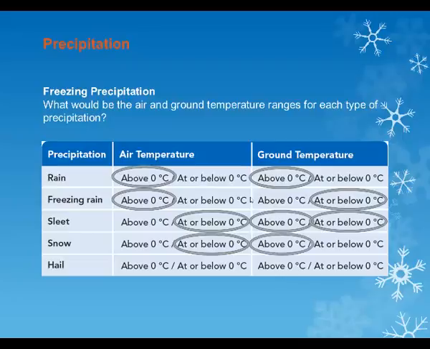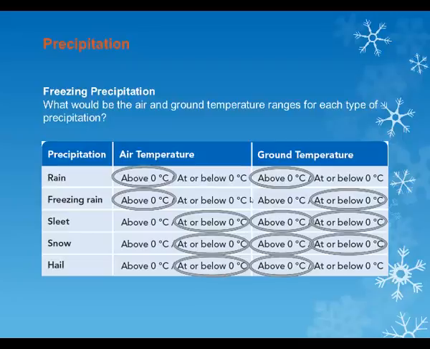The ground temperature is usually above 0 degrees Celsius, or it could be at or below 0 degrees Celsius, much like sleet. Hailstones. Air temperature is going to be at or below 0 degrees Celsius. The ground temperature is usually above 0 degrees Celsius.